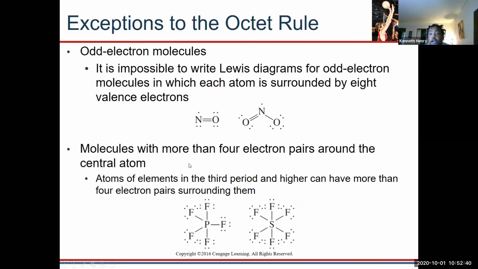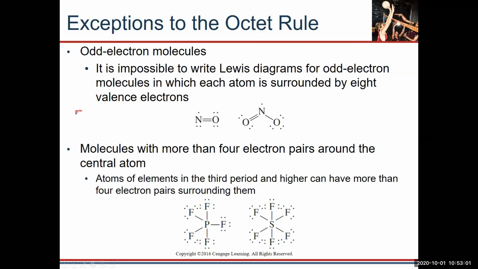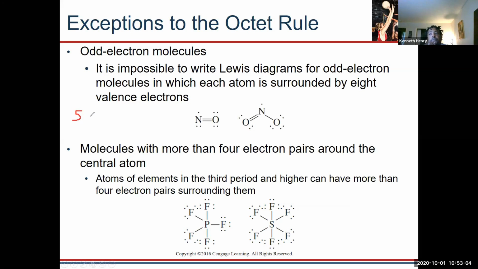Okay, so there are exceptions to the octet rule. One of the exceptions is if you add up all your valence electrons. How many valence electrons does nitrogen have? 5. And then oxygen? 6. And you get an odd number. 11 is an odd number, right? If you get an odd number, regardless of what you do, till you're blue in the face, you will never, ever reach your octet, because it's an odd number.